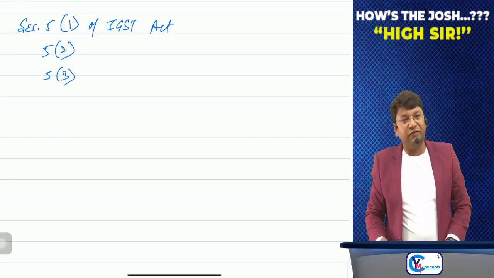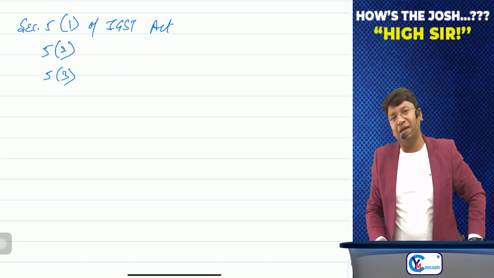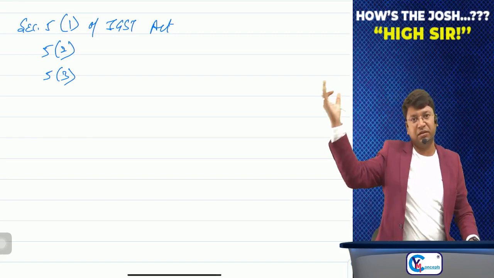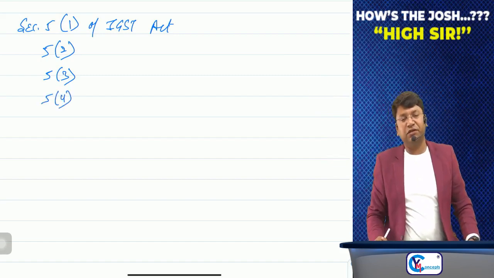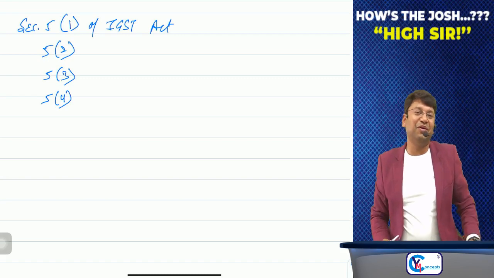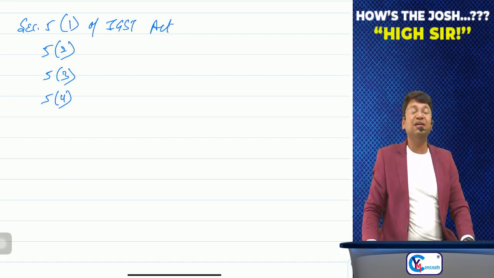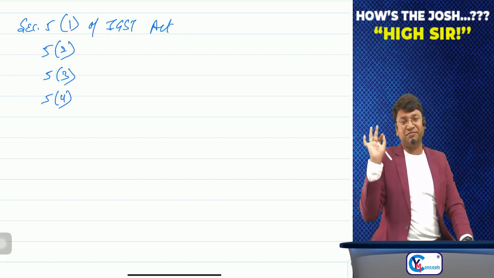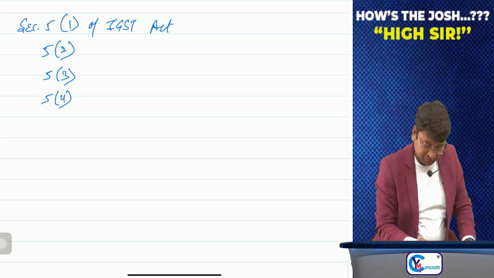Section 5.3: the government has the power to notify the goods or services or both on which the reverse charge mechanism will be applicable, and the recipient will be liable to pay tax to the government directly. Notified goods or services we will be discussing in chapter 7. Section 5 subsection 4 says that builders, promoters will be liable to pay GST to the government directly if they are buying the notified category of goods or services from an unregistered person. Reverse charge will be applicable, and the builder will be liable to pay tax to the government directly.